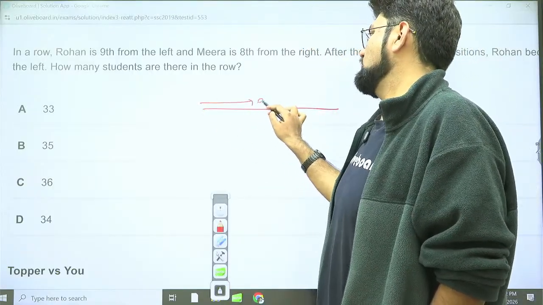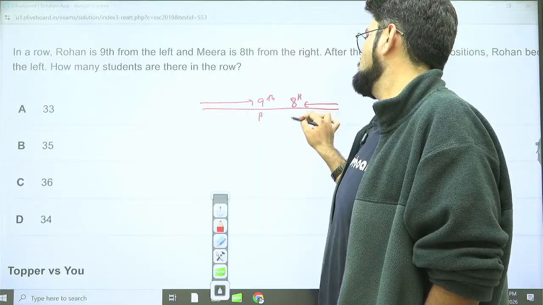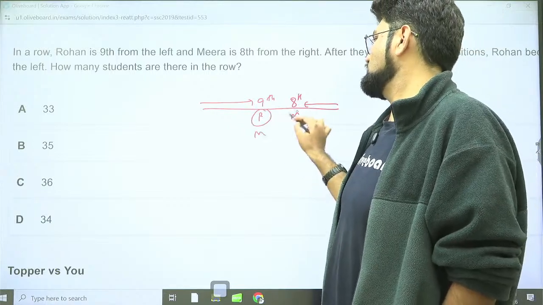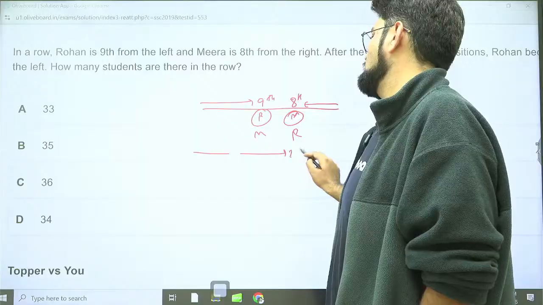Actually, I don't need to write all this. This 9th is Rohan. Meera is 8th from the right. Let's say Meera is here, assuming that there are some people between them. They are exchanging their positions now. So this is Meera and this is Rohan. They are telling you Rohan's new position is 28th from the left. So this is 28th from the left.